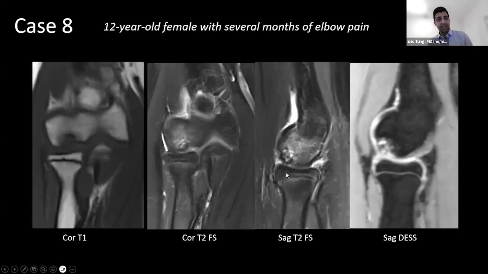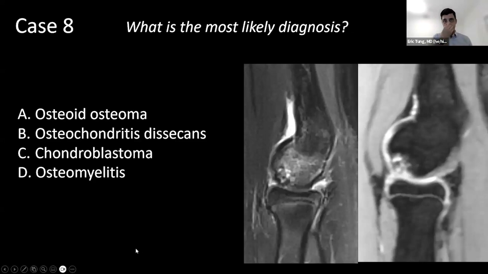This is our final case. This is a 12-year-old female that has several months of elbow pain. What's the most likely diagnosis in this case?